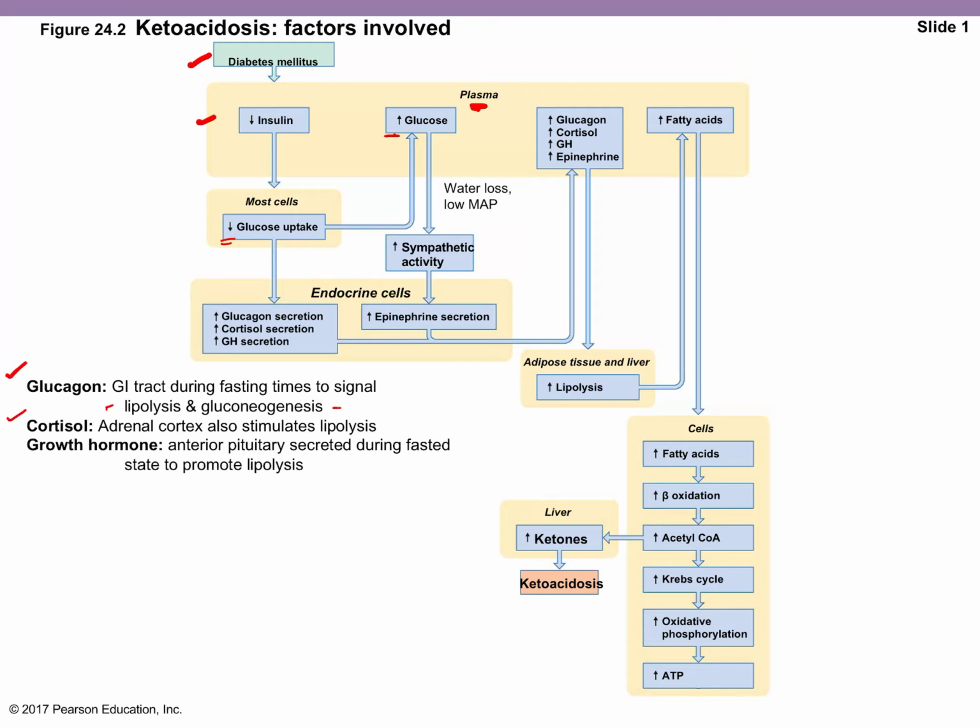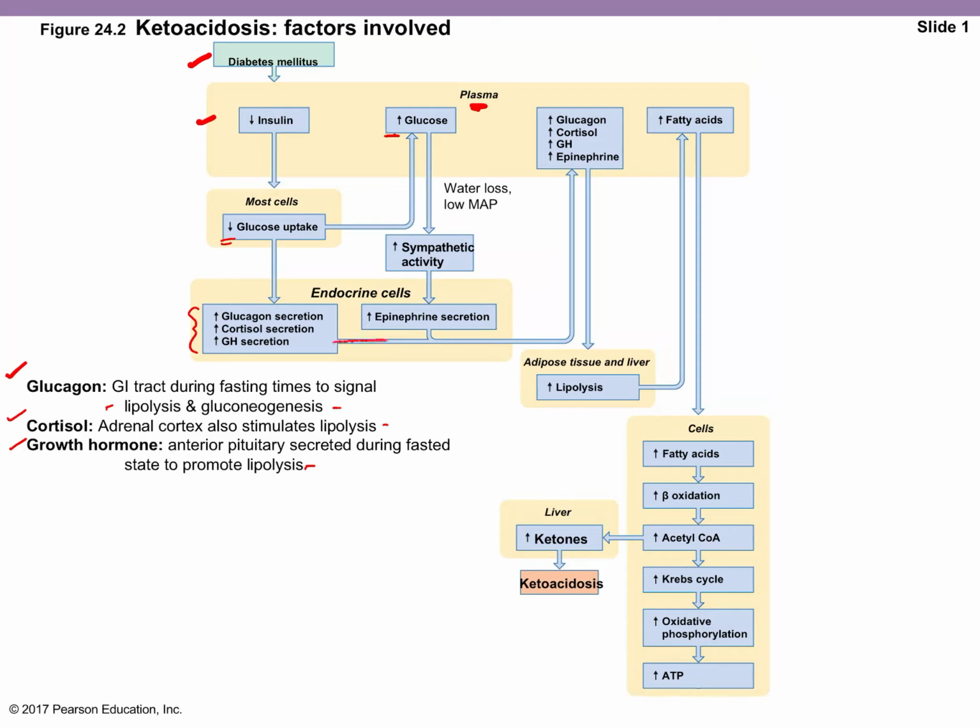That fasted state will stimulate cortisol release, which also stimulates lipolysis. And then growth hormone is secreted in times of fasting, and that is also going to promote lipolysis. So if you take a look at our box here, where we have an increase of all of those hormones, those hormones lead to, right? Okay, let's talk about one more hormone before we move on here.